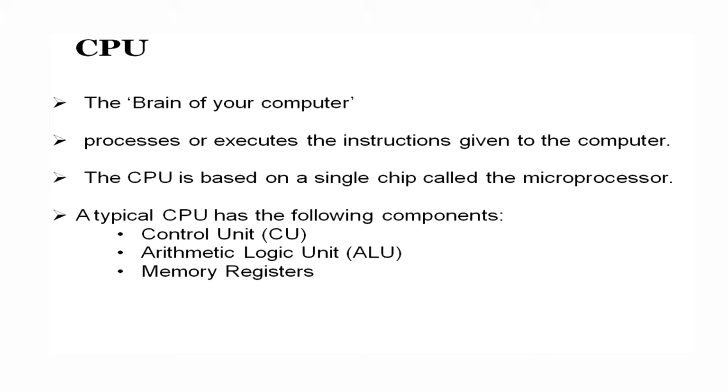A CPU is based on a single chip. It is known as a microprocessor, and such computers which have microprocessors in them are microcomputers. And a typical CPU has the following components. It has the control unit, it has the arithmetic logic unit, and it has the memory registers. So, let us see these components of the CPU one by one.